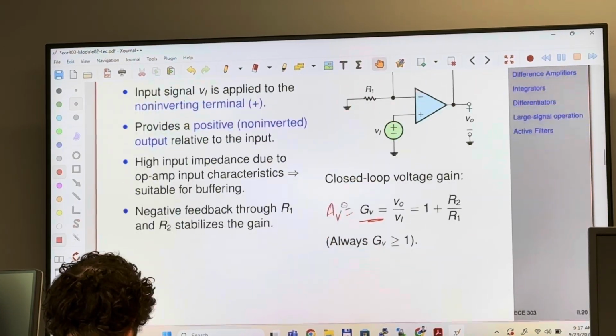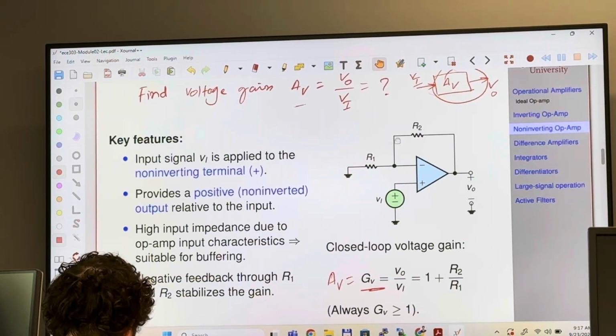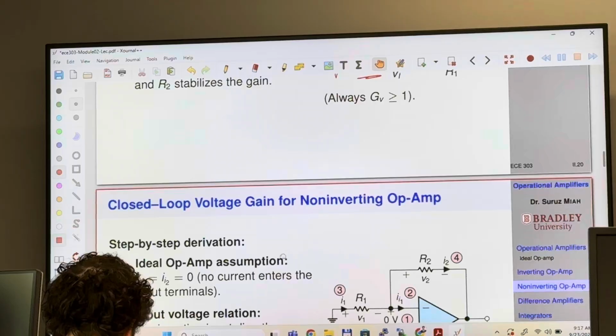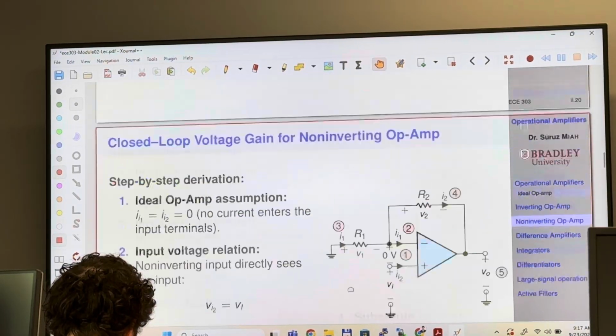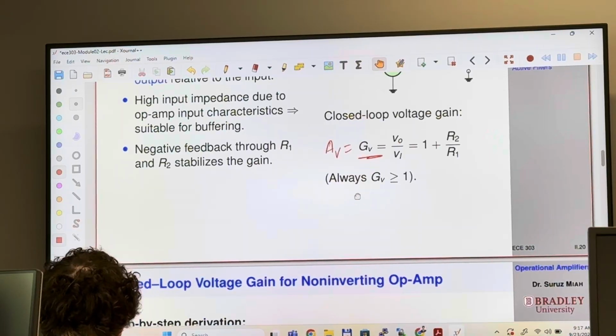Now I have some steps, but I'm going to draw this circuit again and analyze it so that you guys understand. I'm not going to go through these steps. I did mention these steps, but I want you to understand. I want you to draw the circuit as well.